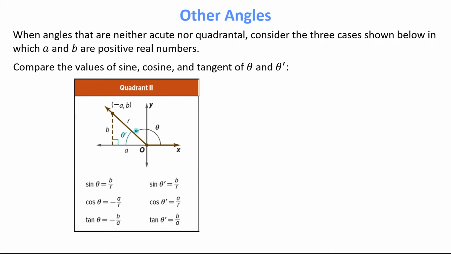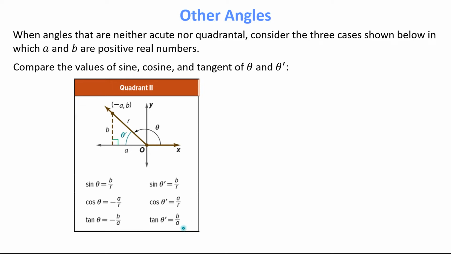Here we have the angle theta on the right in black and theta dash on the left in red. Now, if we take the sine of theta and sine of theta dash, we see that they're both equal, b over r and b over r. If we take the cosine of theta, we get minus a over r. But if we take the cosine of theta dash here, we just get a over r. Remember, a and b and r are all positive quantities. Now, tan of theta equals minus b over a, but tan of theta dash equals b over a.